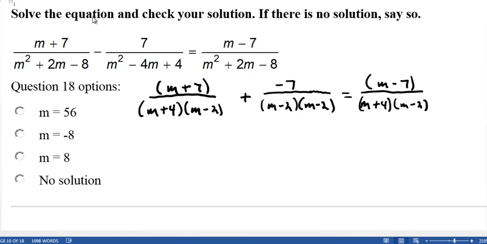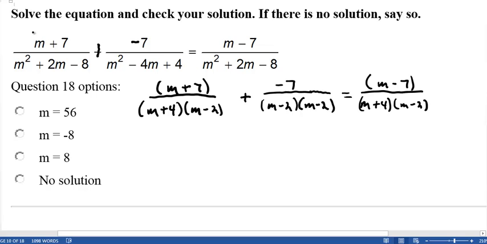Solve (m + 7)/(m² + 2m − 8) − 7/(m² − 4m + 4) = (m − 7)/(m² + 2m − 8). So the first thing that I do is, of course, I'm changing subtraction to adding the opposite.